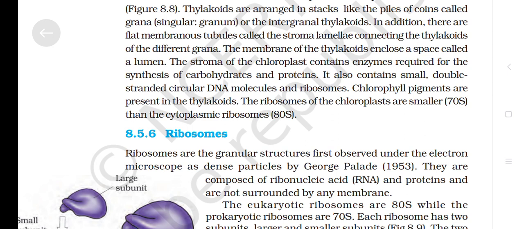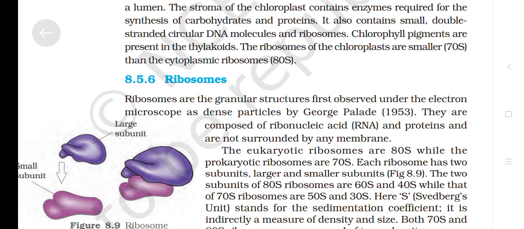The membrane of the thylakoids enclose a space called a lumen. The stroma of the chloroplast contains enzymes required for the synthesis of carbohydrate and protein. It also contains small double-stranded circular DNA molecules and ribosomes. Chlorophyll pigments are present in the thylakoids. The ribosomes of the chloroplast are smaller (70S) than the cytoplasmic ribosomes (80S).